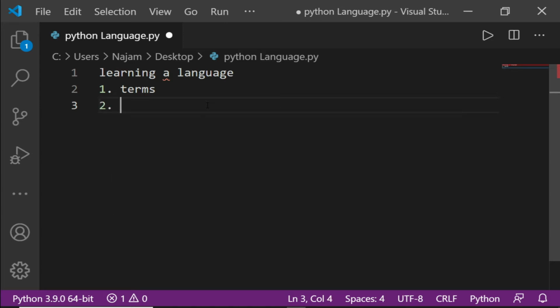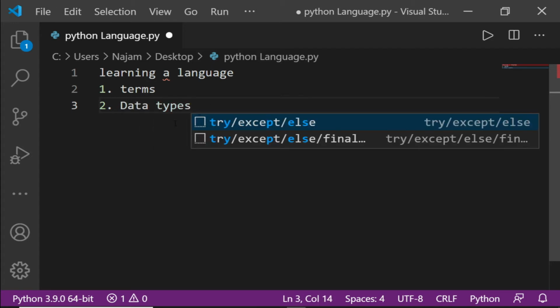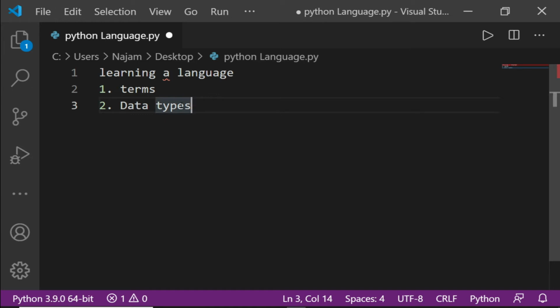Number 2 is data types. In a programming language, data types are most important, because what sort of data can a program hold? We must know this. And you can think of it as values. For example, it may have a number, letters, symbols, all of this.